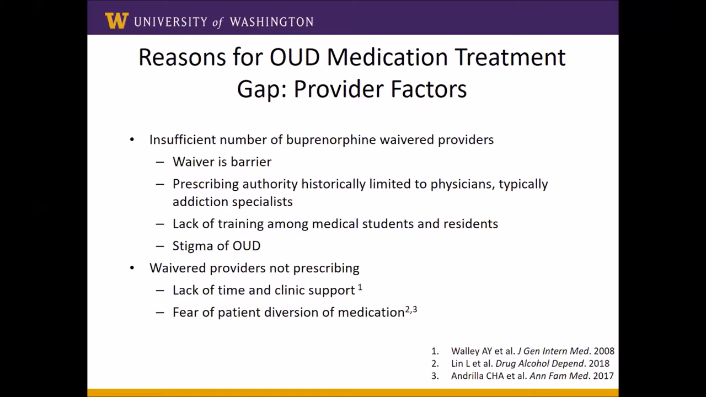Historically, of course, only physicians could prescribe buprenorphine, although recently that has changed to allow nurse practitioners and PAs to prescribe. There has been a lack of training of medical students and residents to prescribe in the past, and also the stigma of opioid use disorder makes some physicians disinclined to take on caring for this patient population. We also know that even well-intentioned providers who do get waivers often don't prescribe, and studies cite lack of time and clinic infrastructure support, as well as fear of medication diversion as barriers.